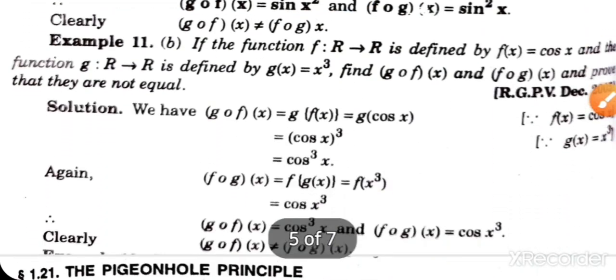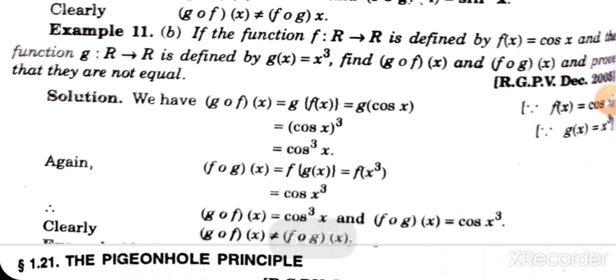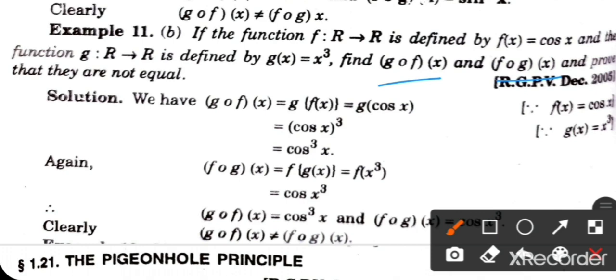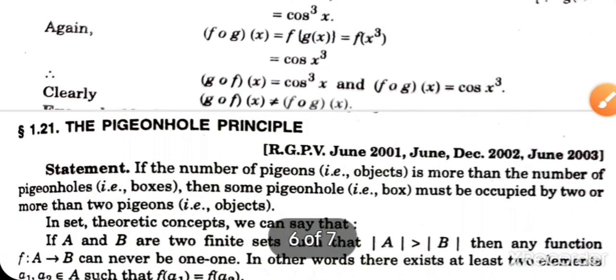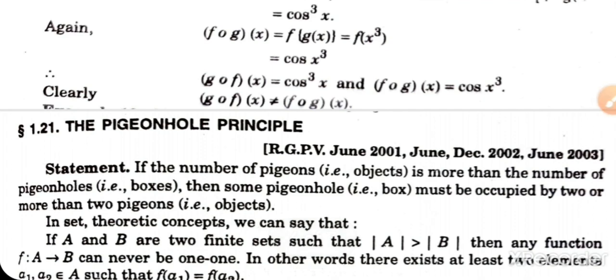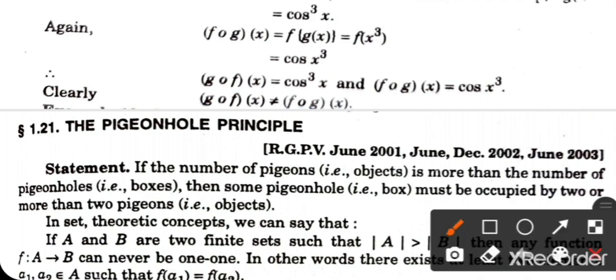A function f from R to R is defined by f(x) is equal to cos x and g(x) is equal to x cube. FOG and GOF, this we have to find. GOF of x means g of f(x), g of cos x, and g(x) is denoted by x cube, so this is cos x whole cube or cos cube x. FOG of x, f of g(x), f of x cube, that means cos of x cube. GOF of x is equal to g of f(x) and FOG of x is equal to cos x cube, both are not equal.